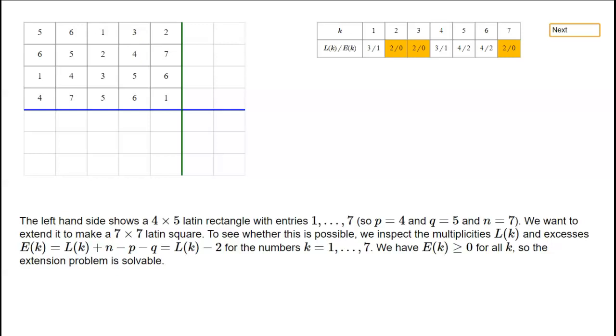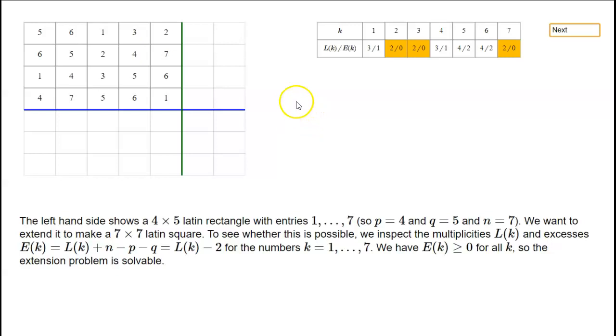This demonstration shows a Latin rectangle extension problem. Okay, so we start with this 4x5 rectangle we've got here with entries in the range 1 up to 7, and we want to extend it to be a 7x7 Latin square. The standard theorem says that this is going to be possible provided that every entry in the range 1 to 7 has an excess that's greater than or equal to 0.